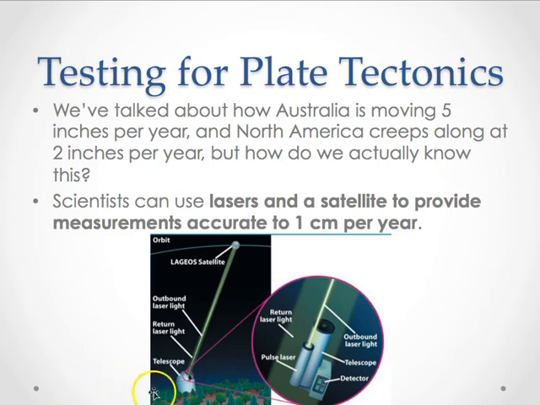So what happens is a telescope actually sends a laser beam up to a satellite. That satellite returns the laser beam to the telescope. And the telescope can sense how far off from where it sent the beam out did it return. That can tell the computer, and therefore the scientist, how fast that continent is moving compared to the satellite.